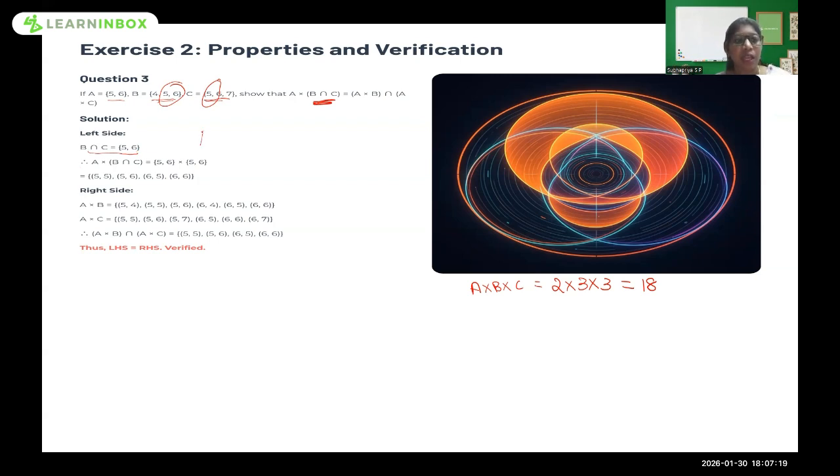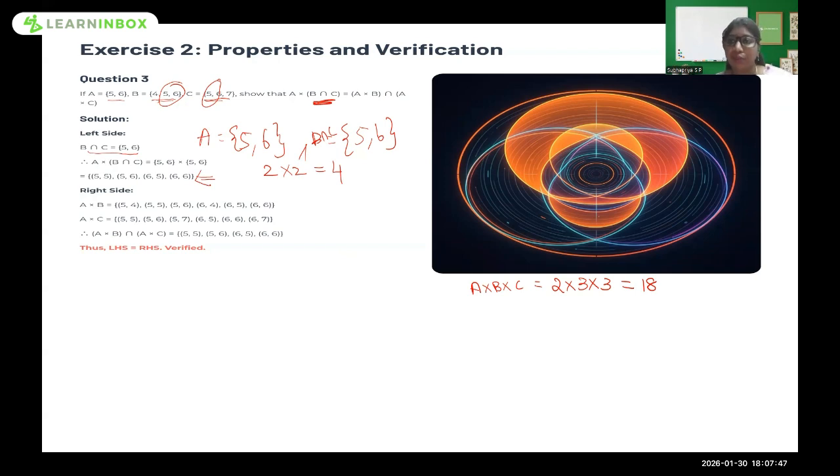That is, A is having 5, 6 and B intersection C is having 5, 6. So what is this 2 cross 2? That is here 2 and here 2. That is, we will be getting 4 elements in total. That is what has been written over here.